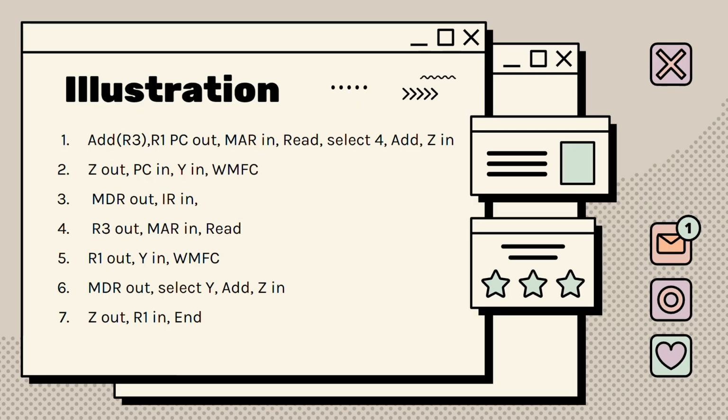Registers are small, high-speed memory units within the processor that temporarily store data during the execution of instructions. In this step, we specifically output the content of register R3. R3 is just one of many registers in a processor, and its purpose may vary depending on the program being executed. By outputting the content of R3, we make the data stored in that register available for use in subsequent stages of the execution cycle. And the fourth stage is MAR in.